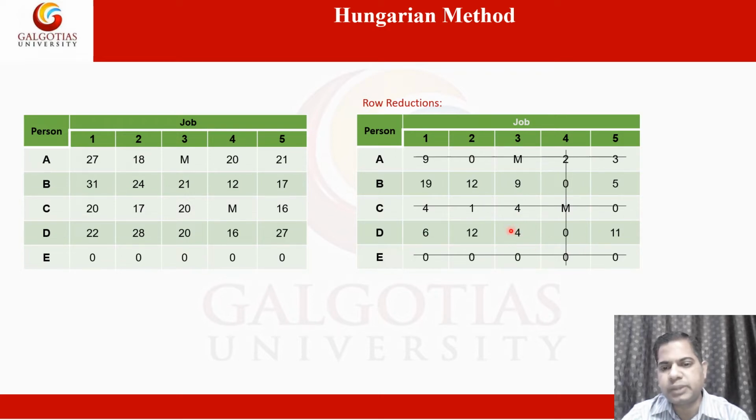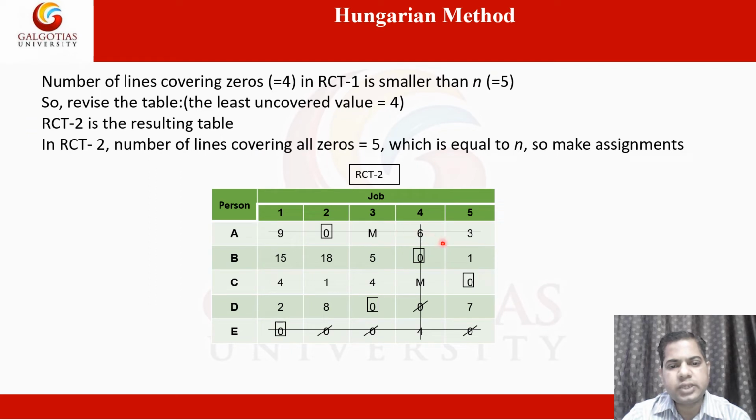This 4 has to be subtracted, and this 4 has to be added at the intersection point. So one intersection point is this and one intersection point is this. So this value will remain the same, but this 2 will change to a 6. So this table comes out to be after deduction of 4. The number of lines was 4, which is smaller than 5. The least uncovered value is 4, and the resulting table is this one.